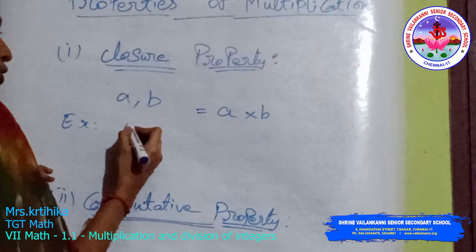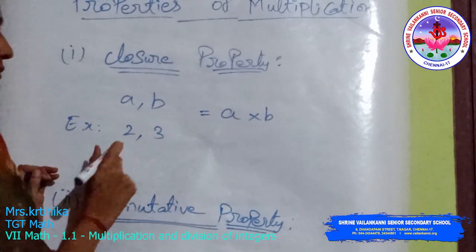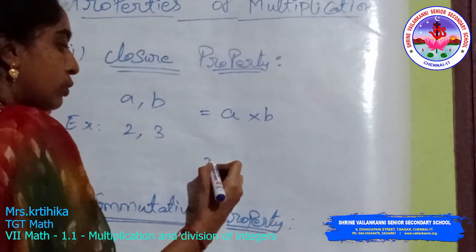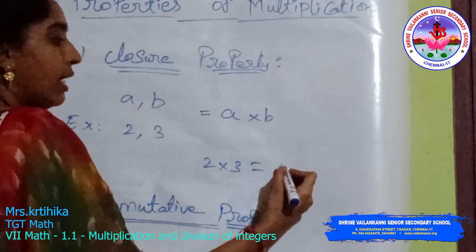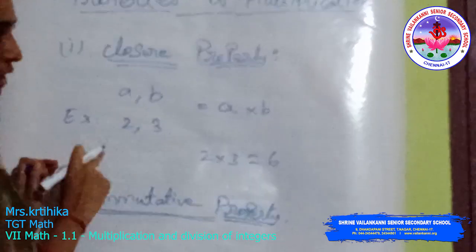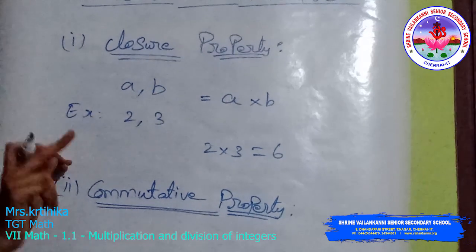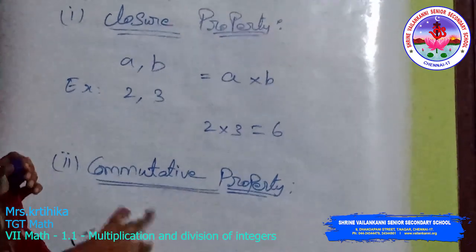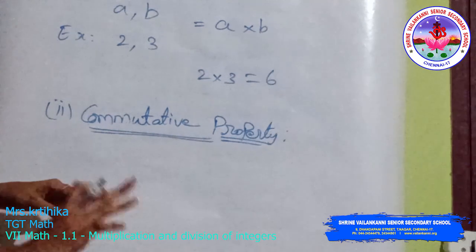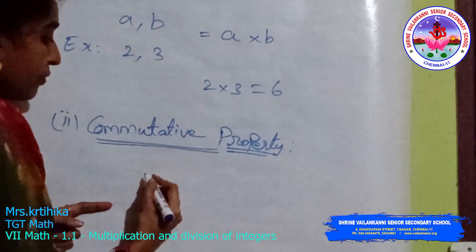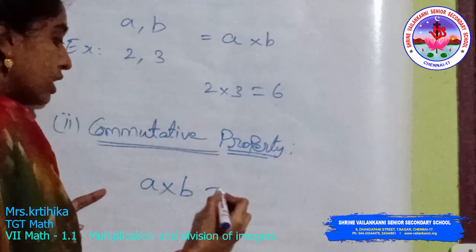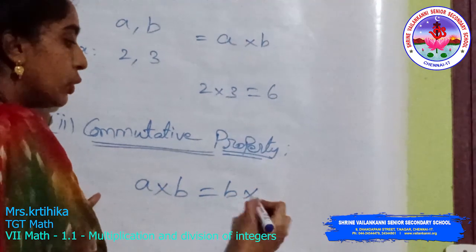Example: 2, 3. 2 into 3 is equal to 6. 2 is an integer, 3 is an integer, and 6 is also an integer value. Next property is commutative property. If a and b are integers, a into b is equal to b into a.